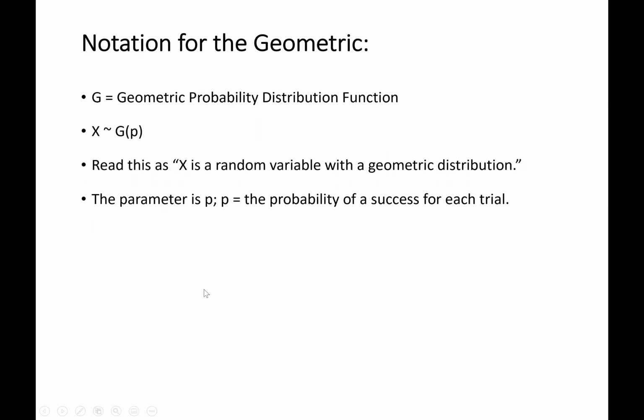So the notation for the geometric distribution is as follows. We use a capital G to represent that it's a geometric probability distribution function. The random variable X is a geometric distribution, and the only parameter that the geometric distribution depends on is the probability of a success.